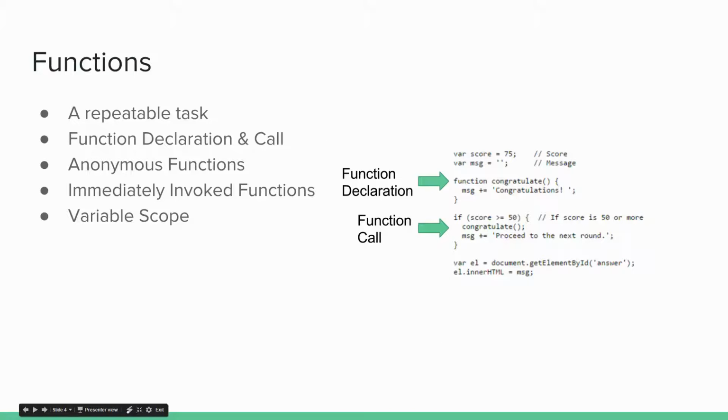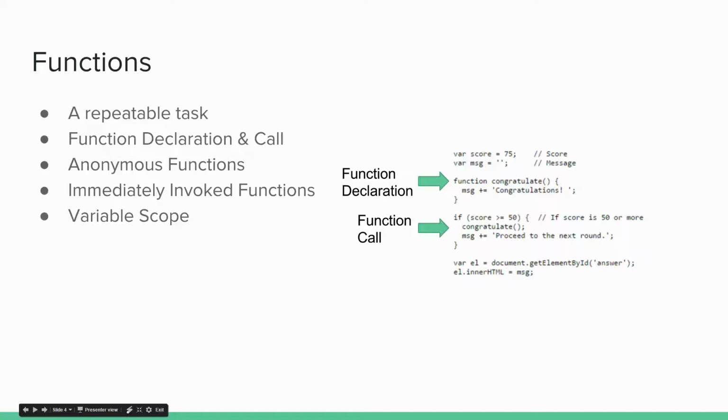Now, functions are an easy way for you to write repeatable tasks and then just call them by name. You create a function by defining its declaration up here. So you say this is a function, its name's congratulate. It doesn't have any input or any type of parameters as part of it. And all it needs to do is take the global variable of message and add congratulations to the end of it. That's the repeatable code right there.